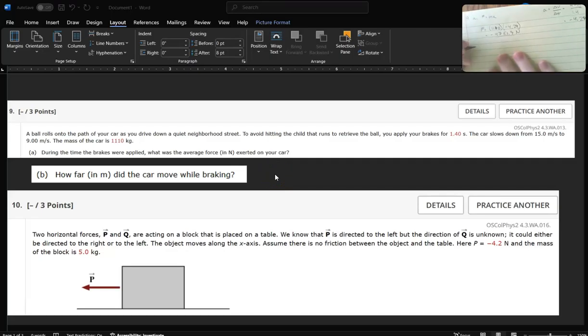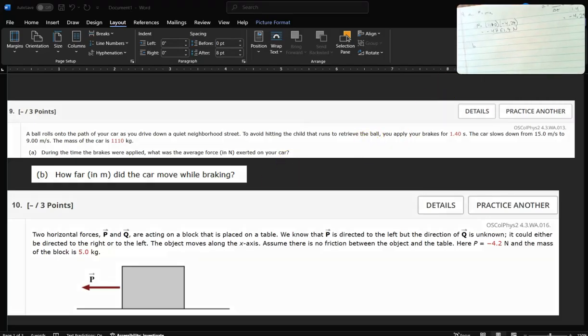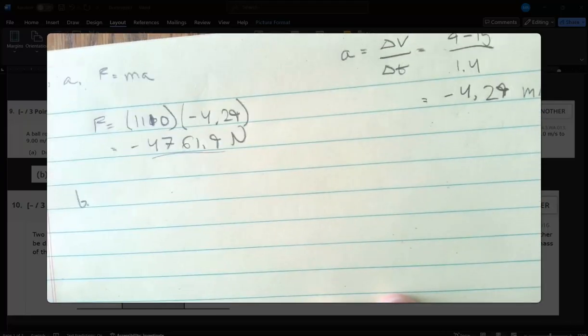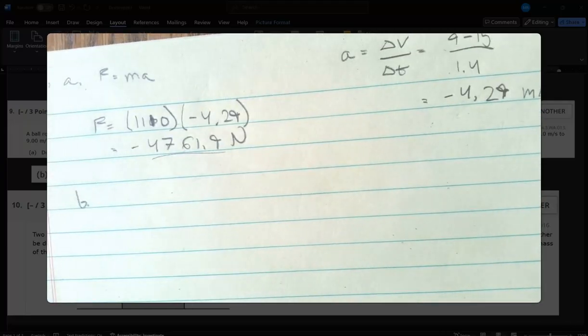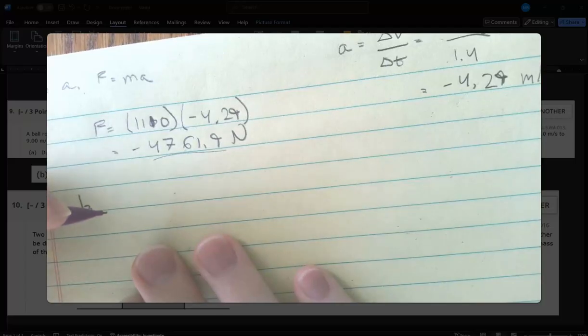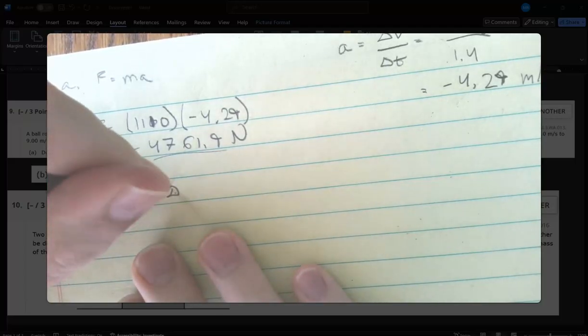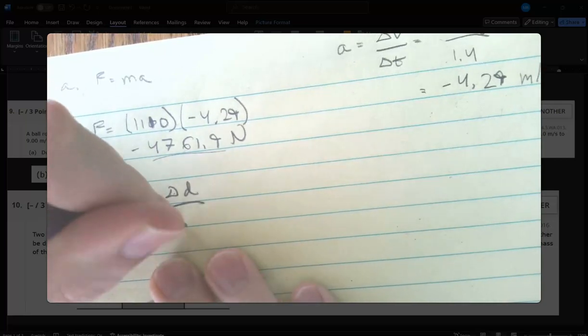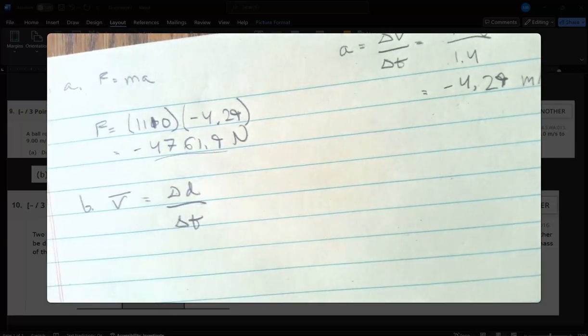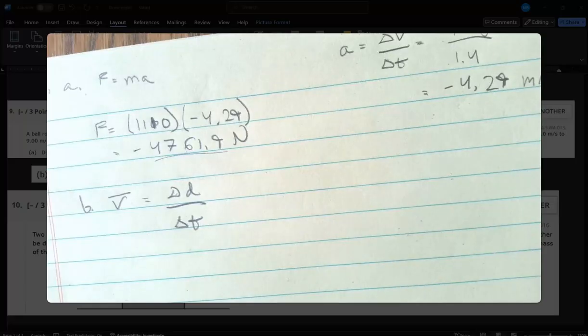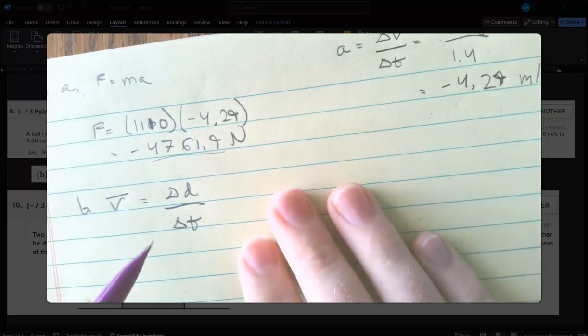All right. So the next one asks, how far in meters did the car move while braking? Here again, from the first couple of chapters, we have that the average velocity is equal to the change in your displacement divided by your change in time. In this case, we're acting entirely in a single direction, so the change in displacement is just going to be the change in my distance.